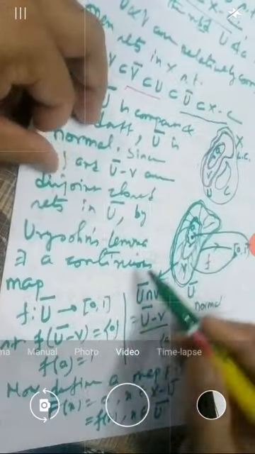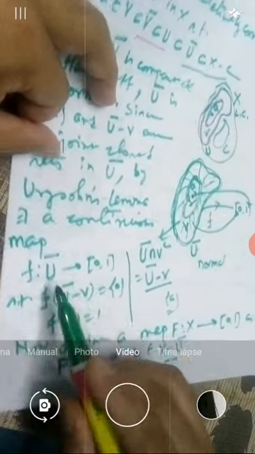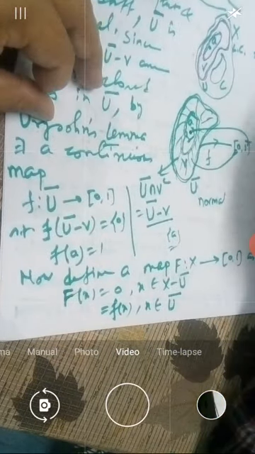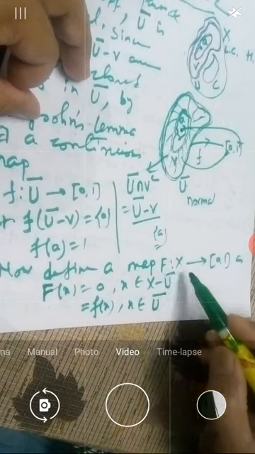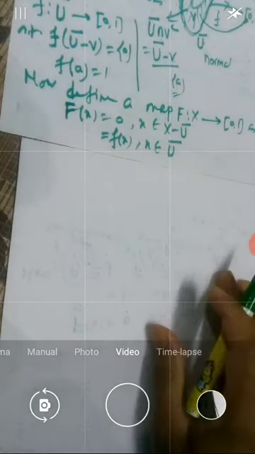Inside U bar we already have a continuous map, small f, so we are taking help of this in defining a mapping from the whole space X to [0, 1]. Now let's check the continuity of this mapping capital F defined in this way.